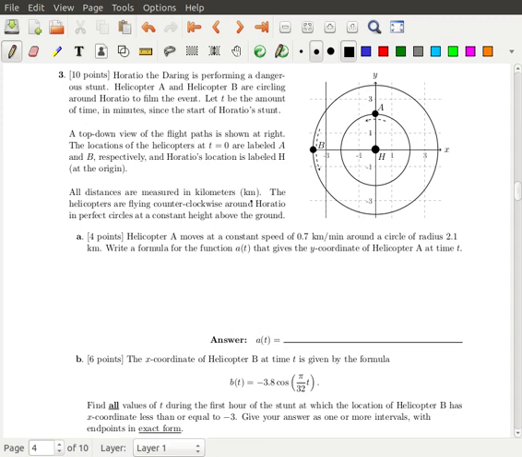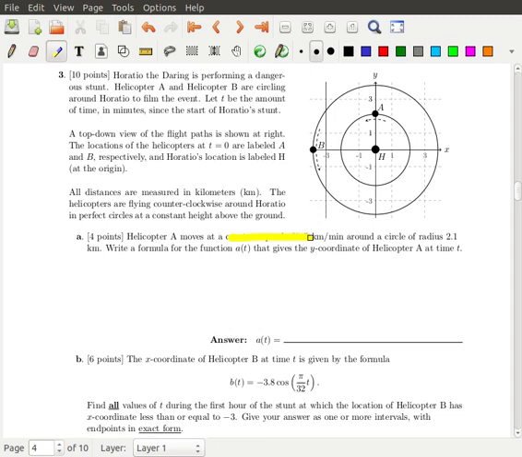All distances are measured in kilometers. Helicopter is flying counterclockwise. That's why these arrows are going this way. That's counterclockwise. In perfect circles. Okay. Helicopter A moves at a constant speed of 0.7 kilometers per minute around the circle of radius 2.1 kilometers. Write a formula for the function a of t that gives the y coordinate of helicopter A at time t. So that's a lot of words, a lot of qualifying statements. Let's try to break this down and highlight some stuff.